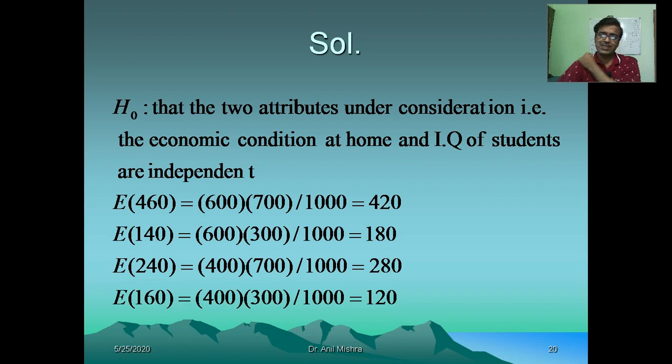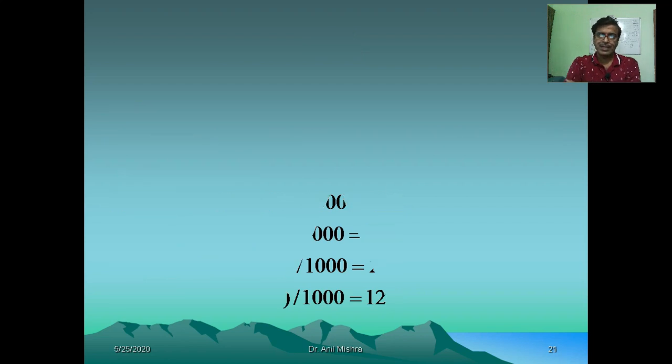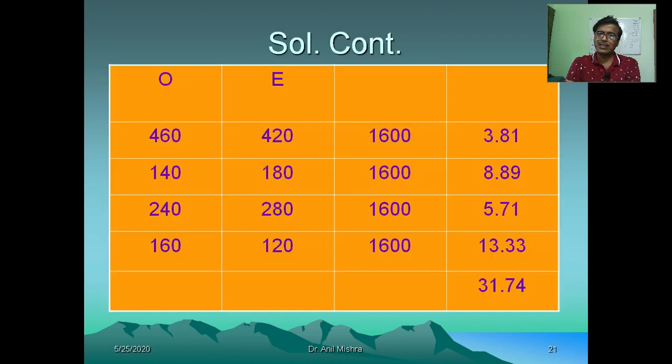And we take the null hypothesis that the two attributes, that is the economic background and the IQ level, have to be completely independent of each other. And the alternate hypothesis, no, it is not so. Thereafter, once we collect the observed frequency and the expected frequency, we put them inside the table. Then we have to calculate the chi-square value. While calculating the chi-square value, the outcome is 31.74.